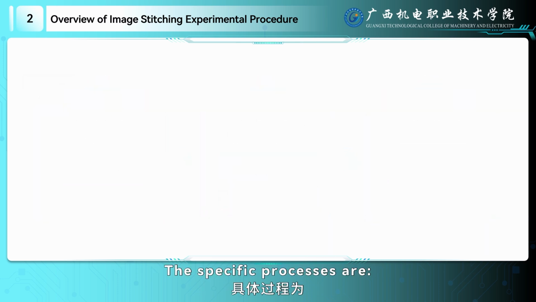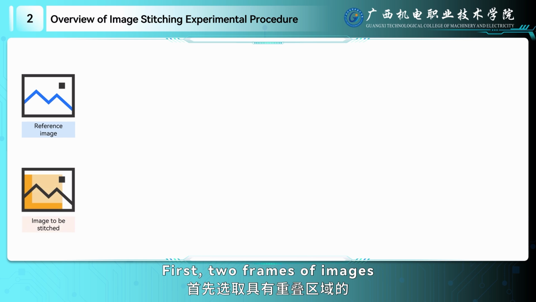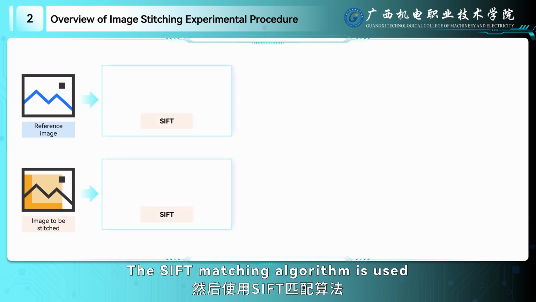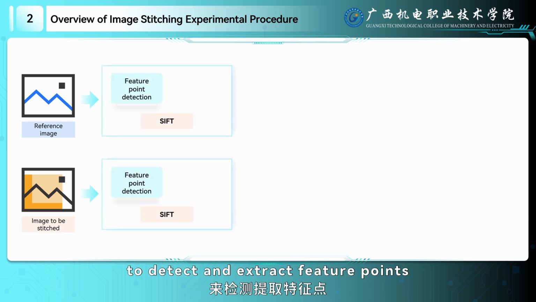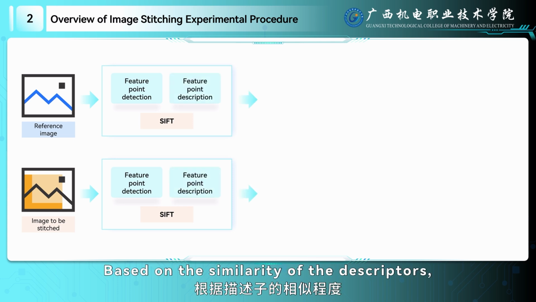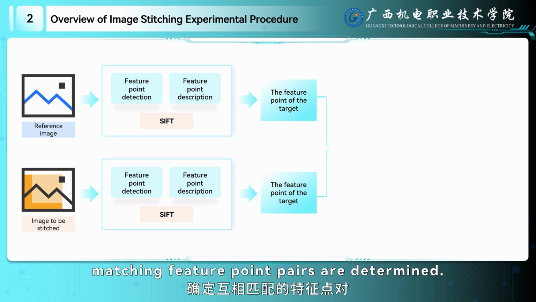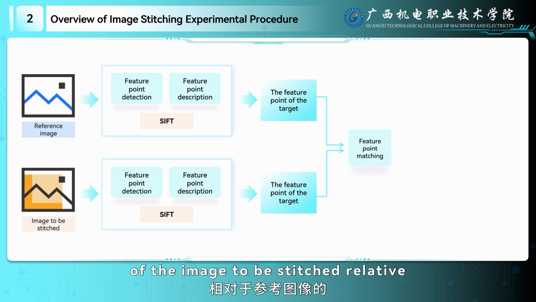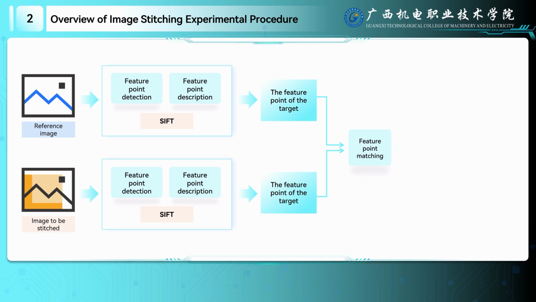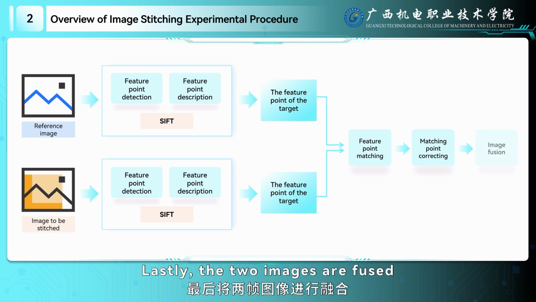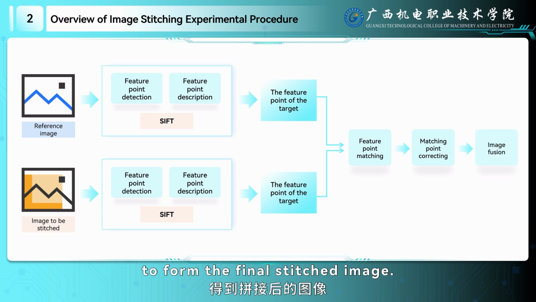The specific processes are: first, 2 frames of images with overlapping regions are selected as the reference image and the image to be stitched. The SIFT matching algorithm is used to detect and extract feature points and compute their descriptors. Based on the similarity of the descriptors, matching feature point pairs are determined. These pairs are then used to calculate the homography matrix of the image to be stitched relative to the reference image, which is used to transform the image accordingly. Lastly, the 2 images are fused to form the final stitched image.